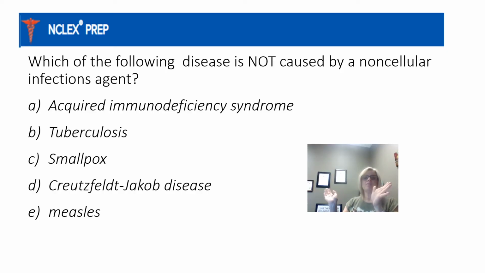All right, so which of the following diseases is not caused by a non-cellular infectious agent? A, acquired immunodeficiency syndrome, or AIDS. B, tuberculosis. C, smallpox. D, Creutzfeldt-Jakob. Or E, measles. Pause, pick your answer. All right, so it is B, and you may be thinking non-cellular infectious agent was just the prions, but no, that's anything, remember, that includes viruses, right? So viruses or prions would fall into that category.